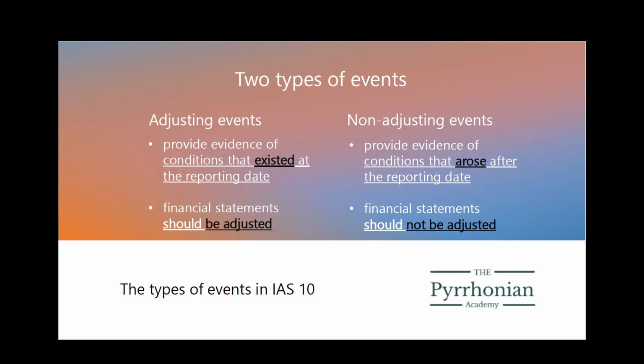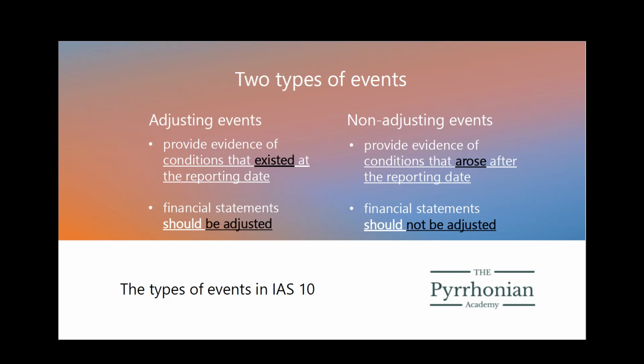So what is the difference? Adjusting events are those events that happen after the reporting period, however, they provide evidence of conditions that existed at the reporting date, okay? And non-adjusting events are those events that occur after the reporting period as well. However, they provide evidence of conditions that arose after the reporting date, so they have no relation to the conditions that existed at the reporting date or before the reporting date, okay?